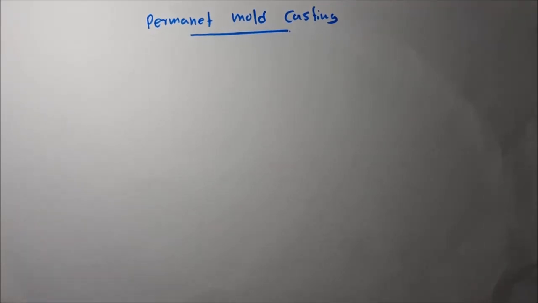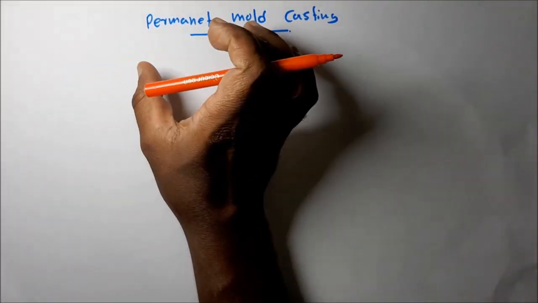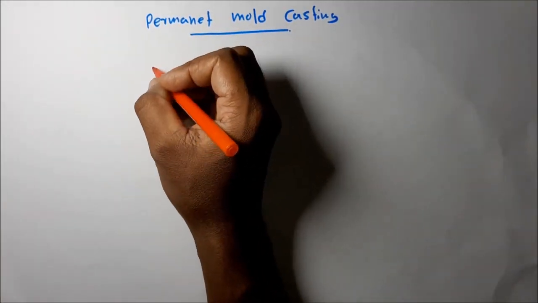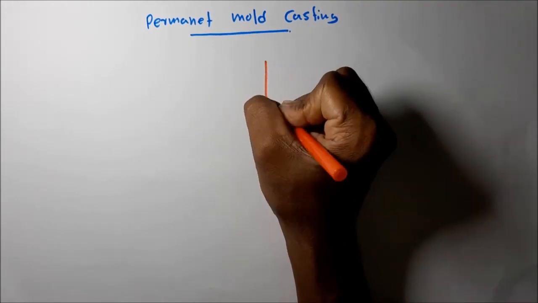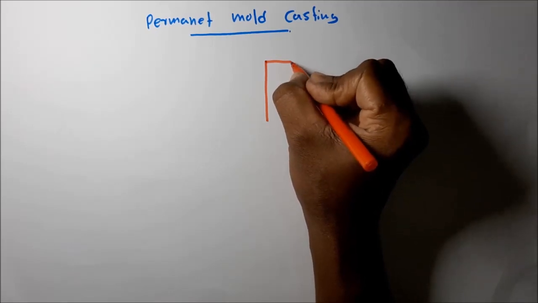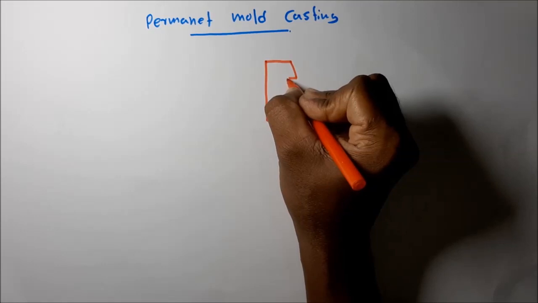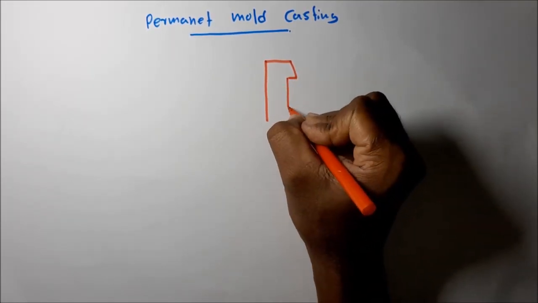Next casting operation we are going to discuss is the permanent mold casting process. Permanent mold means it uses a permanent mold, same as in the die casting process. Let me draw the mold. That means the steel mold is used, same as in the previous operation. This operation is also suitable to manufacture items in bulk.